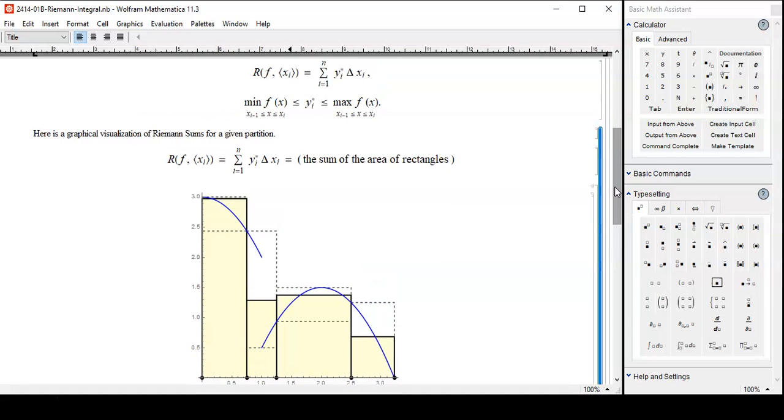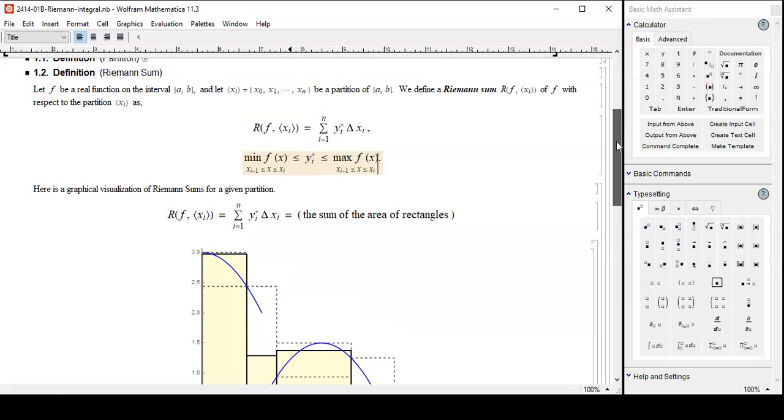Basically, we are looking at the sum of the areas of the rectangles. Delta x_i, that's the width. And that y_i star, that's the height. y_i star is selected at random, anywhere between the minimum and the maximum function value in the subinterval.